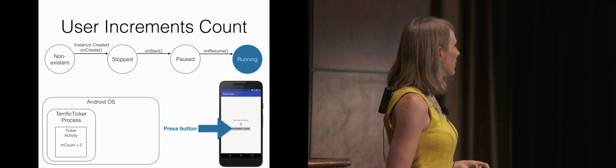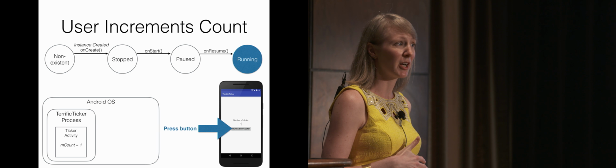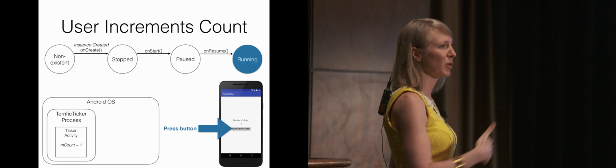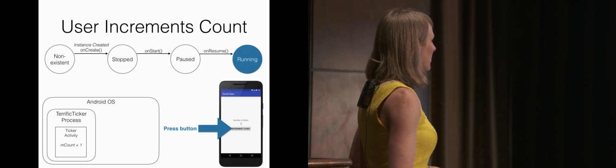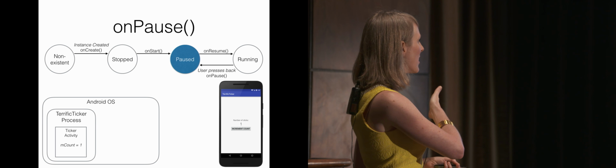Okay, so now let's talk about pressing back. All right, I often call this the teardown cycle. So the user is going to increment their count to 1. All right, so now notice that the mCount variable has a 1 in it, and that is what's reflected in my UI. So the user presses back, and it's going to move us state by state to non-existent.